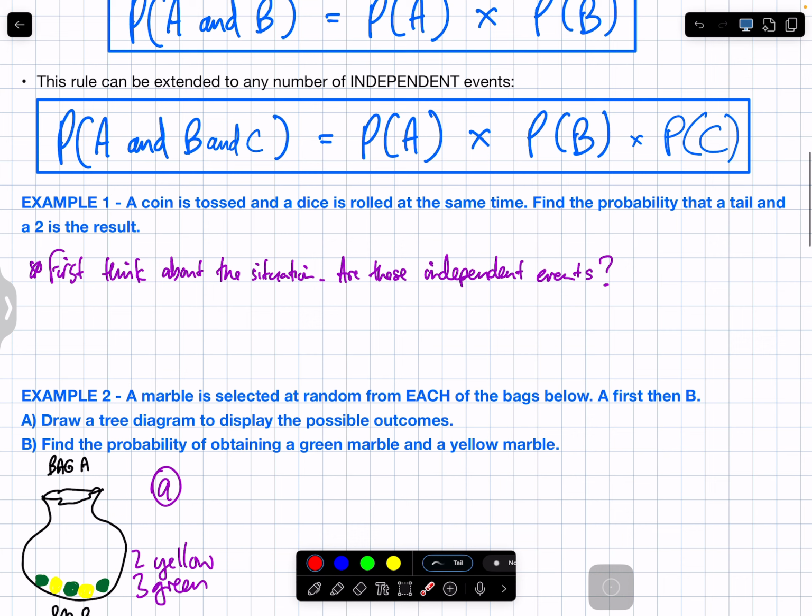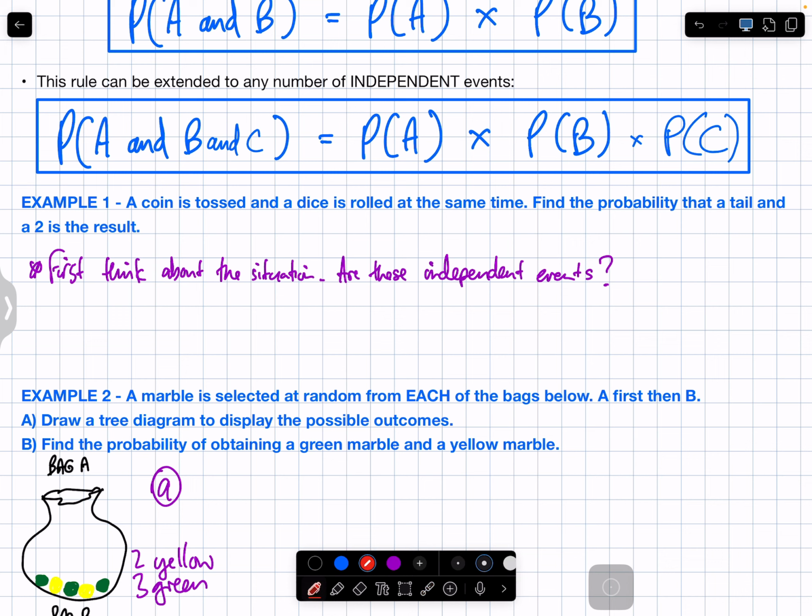Example 1, a coin is tossed and a dice is rolled at the same time. Find the probability that a tail and a 2 is the result. Before you start the questions, because I'm already telling you you're going to have questions that involve dependent events, you need to check, are these independent? Are the coin and the dice separate? Separate things, they're not going to affect each other. It's not like taking balls out of a bag and leaving the balls out. So they're independent.